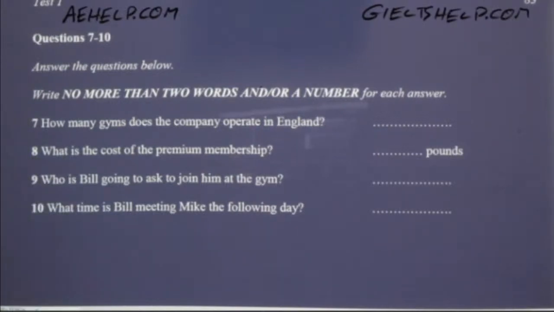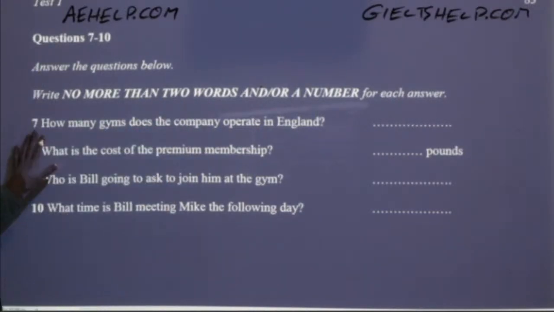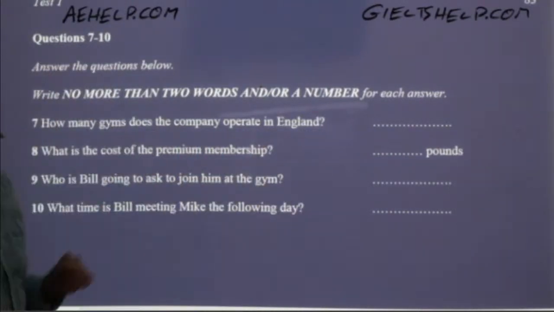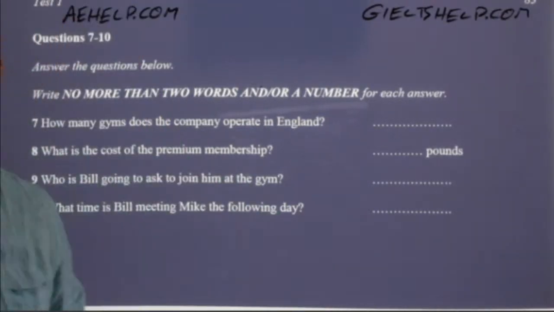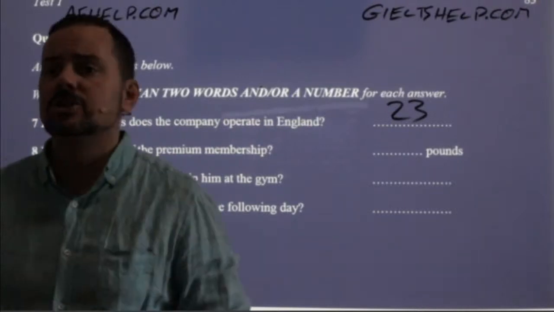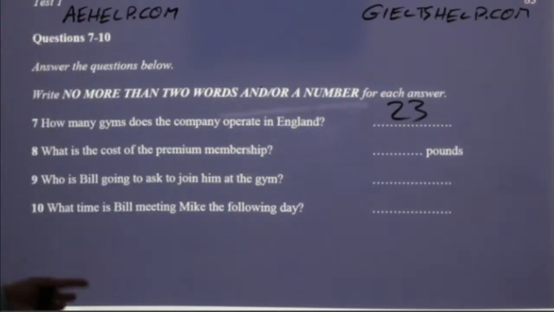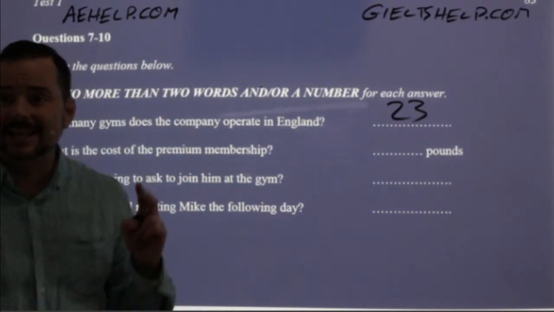Question 7, 8, 9, 10. All right. These were short answers. Write no more than 2 words, so 2 words maximum. Okay. Number 7, how many gyms does the company operate in England? This is obviously a total number here. Sandeep Yadav says it's 23. Okay. Yeah, it is. So it's 23 gyms total. The man says 22, not including this one. So it's 23. What is the cost of the premium membership? So how much does it cost for the second level, the premium?